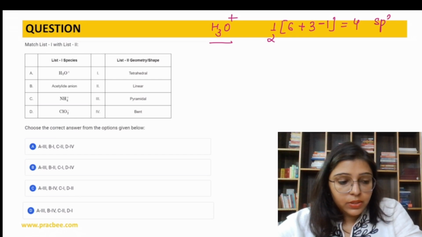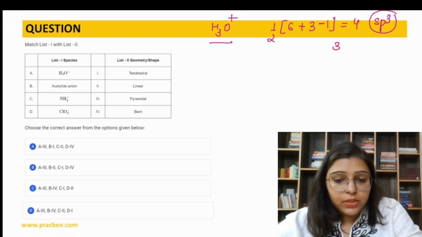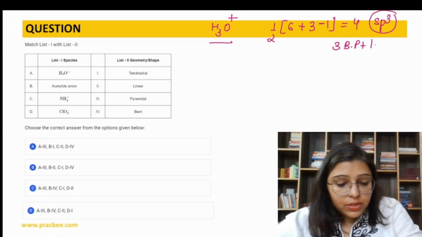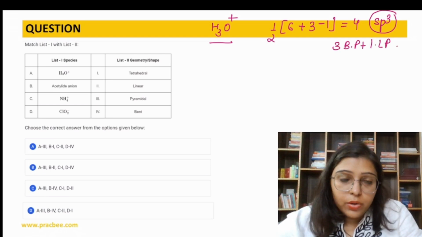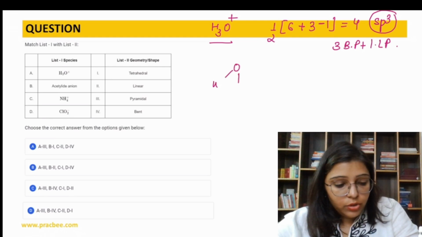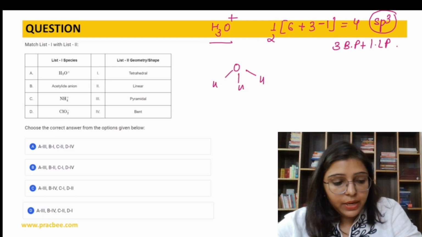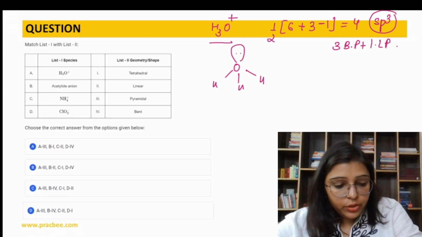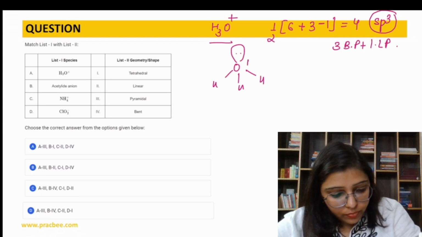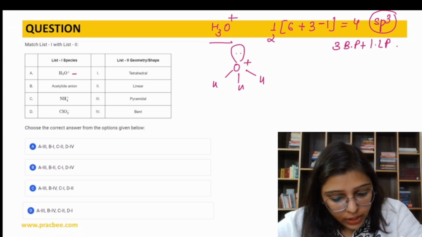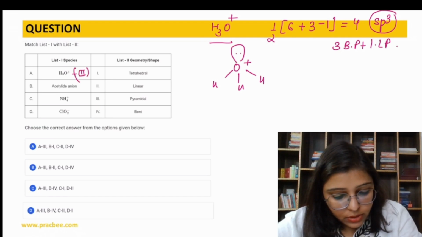It means it is sp3, right? sp3 means 3 bond pairs plus 1 lone pair. So we can say this is going to be pyramidal. Pyramidal, so option A can be matched with option number 3.